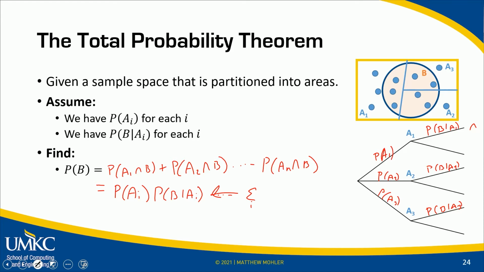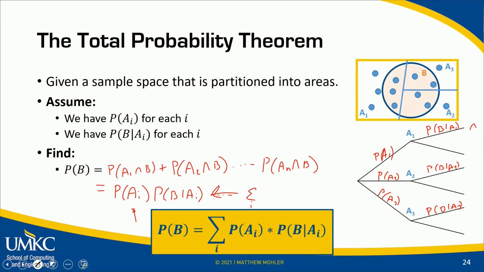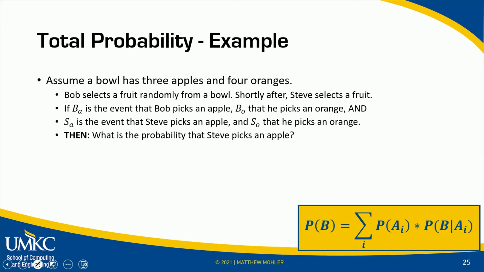Well, ultimately, we can say that the probability of A sub i, we can kind of view as a weight. We can view this as weighted averages. But to generalize this and formalize this, we can say that the probability of B is just equal, again, to the sum over all i of the probability of A sub i multiplied by the probability of B given A sub i.